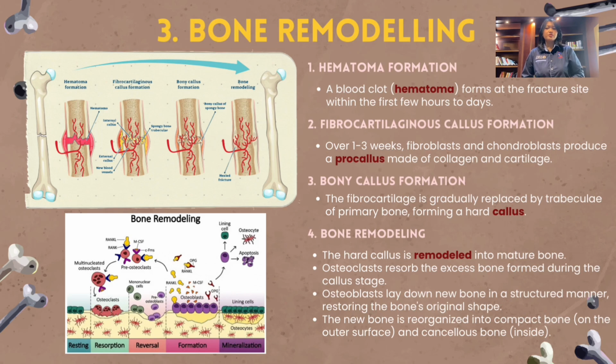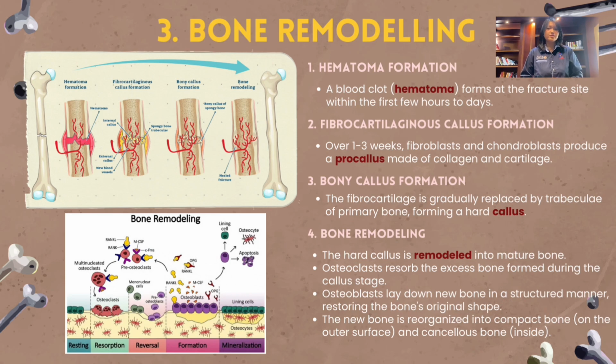And then this will turn into bony callus formation as the fibrocartilage is gradually replaced by the trabeculae of primary bone, or what we know as spongy bone, forming a hard callus. Then finally, the bone remodeling occurs. The hard callus is remodeled into mature bone. But how does this actually happen? This happens as the osteoclasts resorb the excess bone formed during the callus stage.